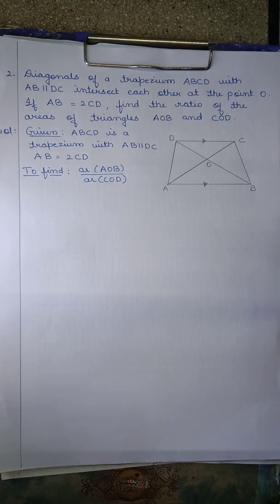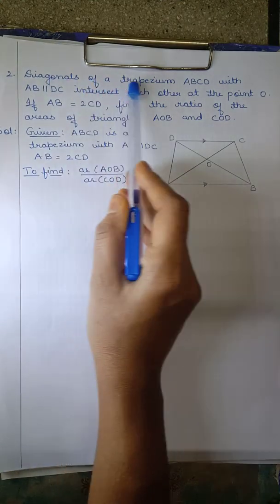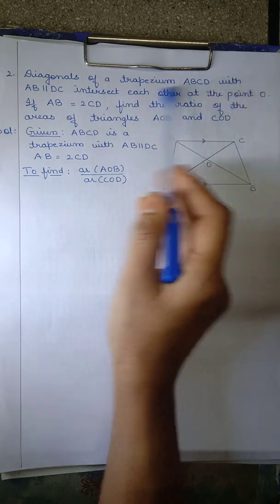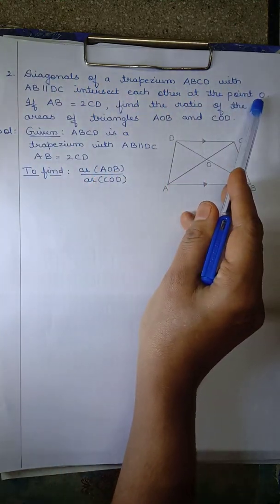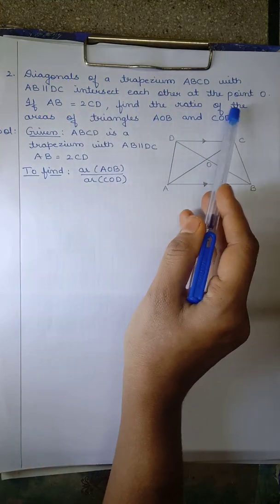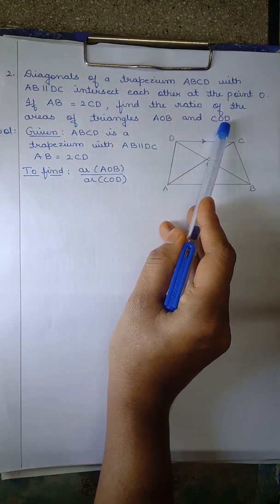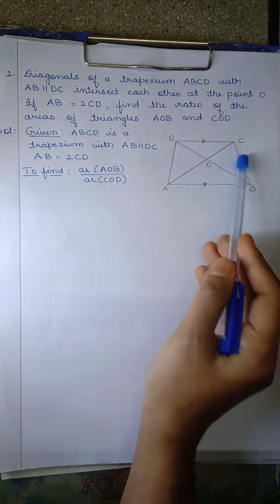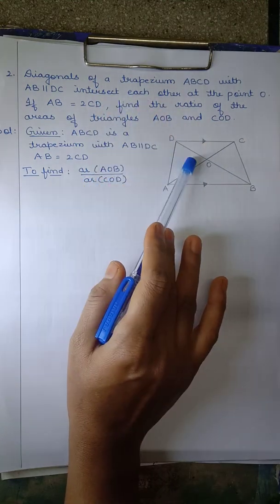Yes, children, now let's see the second question. The second question is, diagonals of a trapezium ABCD with AB parallel to DC intersect each other at the point O. If AB is equal to twice of CD, find the ratio of the areas of triangles AOB and COD. Okay, so the trapezium ABCD they have given. So draw the figure first of all by reading the question.